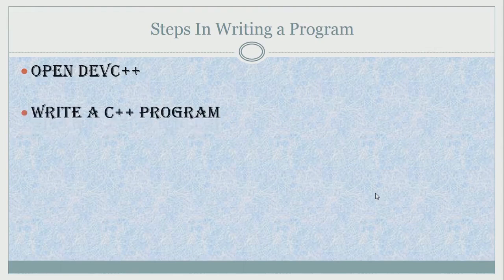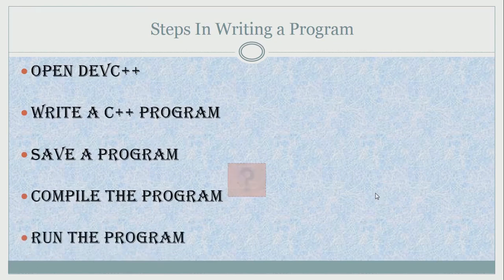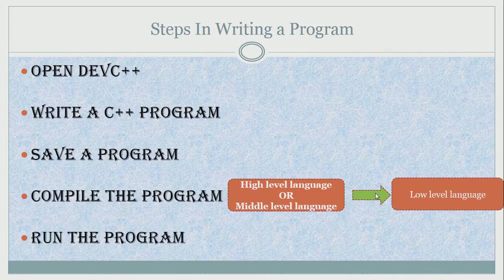So let's see what are the steps in writing a C++ program. First of all, we will open DevC++, then we will write a C++ program and then save it. Next, we will compile the program and then run it. But the question is, what is meant by compiling a program? Compiling means converting a high-level language or middle-level language to low-level language, or you can say binary language or machine language. Once done with the compilation, or you can say translation, we will run the program and it will give us some output on the screen.